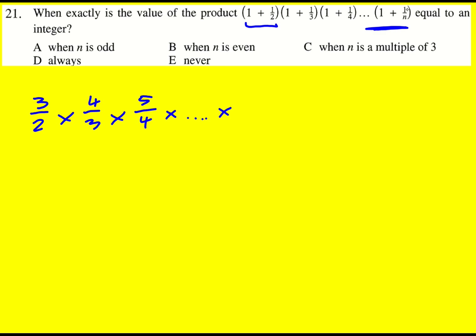So that's n over n plus 1 over n. That's actually n plus 1 over n. And the one prior to that would be n over n minus 1. That is actually our product, just written a little bit more simply.